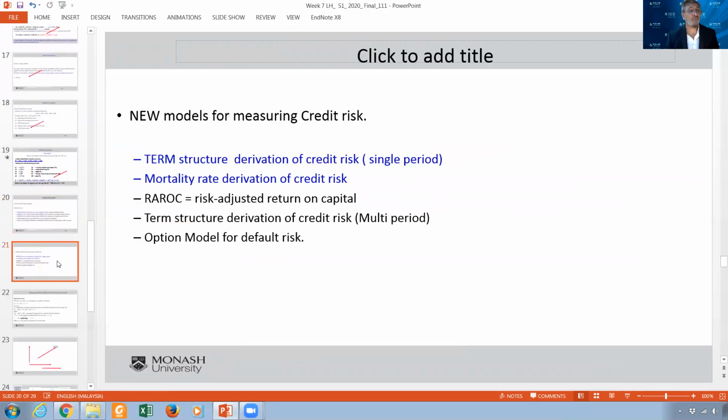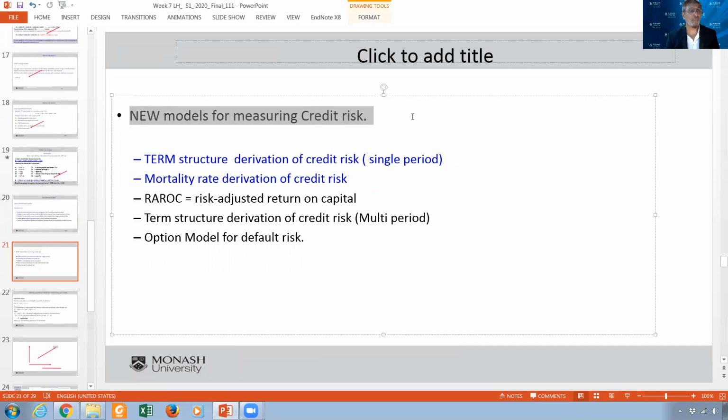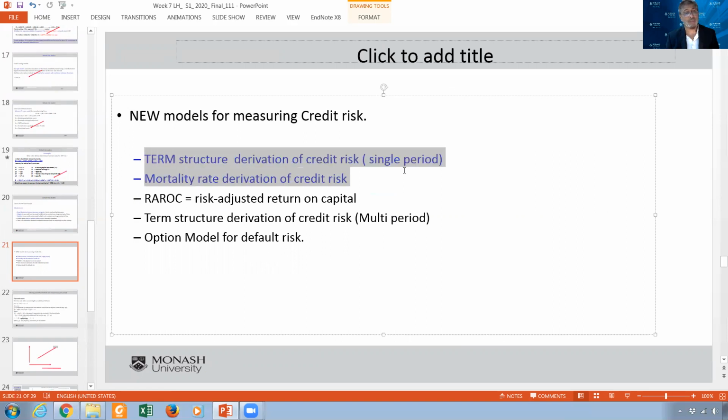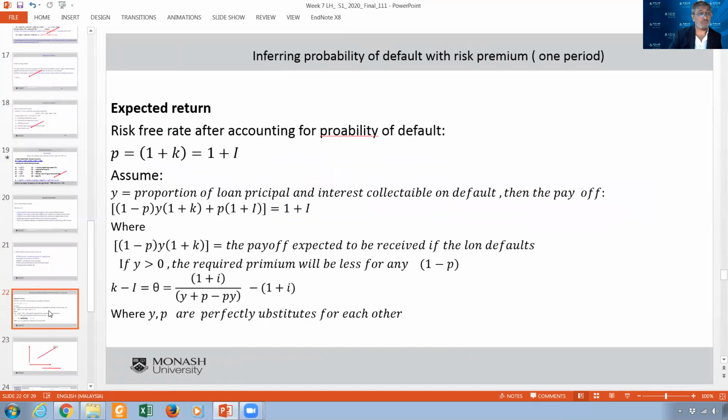So this is the weakness of this modeling. So they come to new models, and they come to something called the term structure derivation of credit risk. And this is single period, and mortality, and RORAC, and term structure, and option models. In this class in week 7, we will only talk about these 2 models, and I will start with the term structure. Now, please understand it with me so you don't get confused.